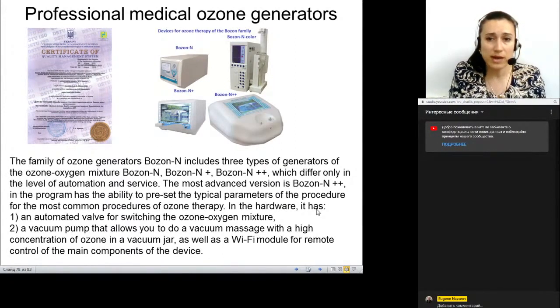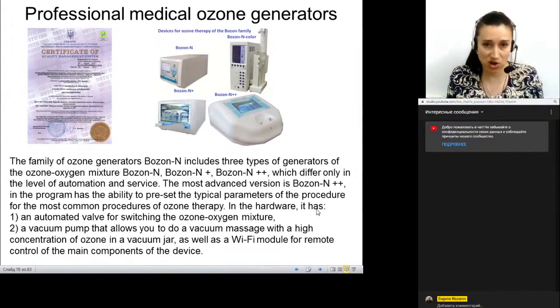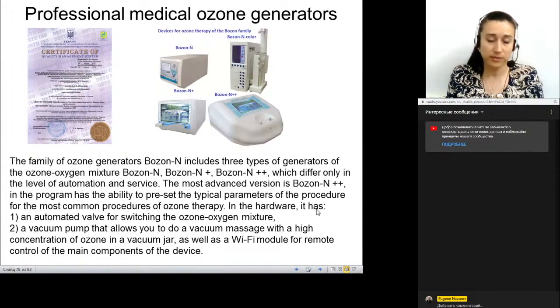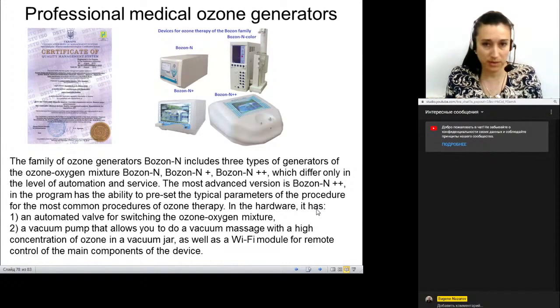In the hardware, it has an automated valve for switching the ozone-oxygen mixture and a vacuum pump that allows you to do vacuum massage with a high concentration of ozone in a vacuum jar. It also has a Wi-Fi module that allows remote control of the main components of the device.